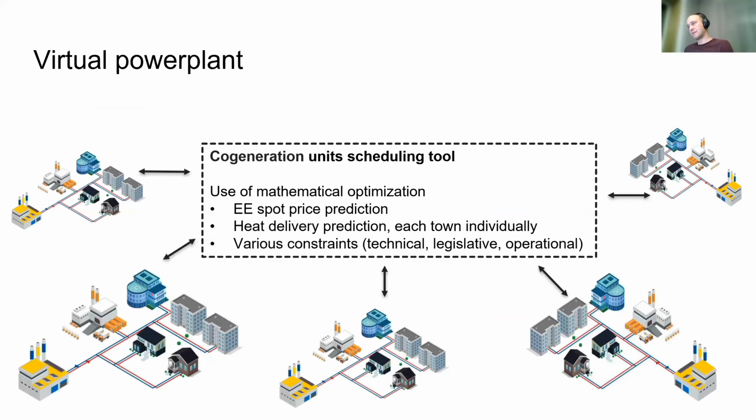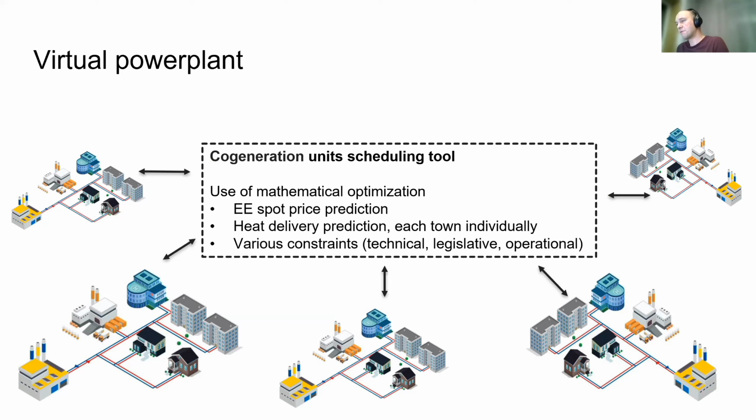And the very last example is quite complicated, and I do not have time to go into the details, but it's related to virtual power plant. This is a project with a utility company where we focus on a cogeneration units scheduling tool. So there are, let's say, 15 cogeneration units around the Czech Republic, in different cities, and they are usually connected to district heating systems.